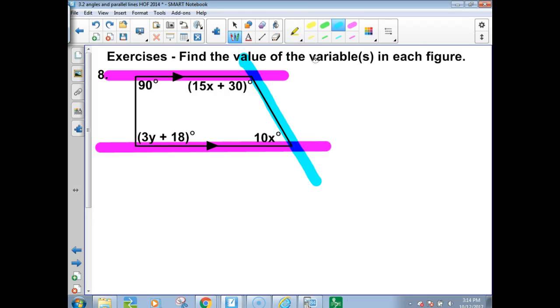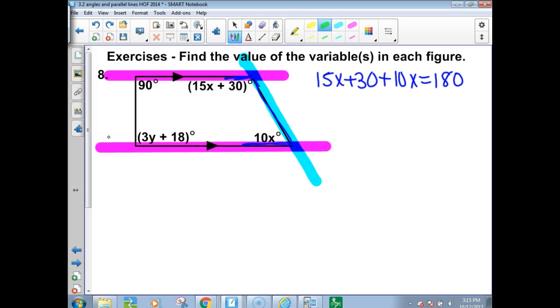So I've got a transversal in blue and parallel lines in pink here. And these two are on the same side of the transversal, so they're called consecutive interior angles. So they add up to 180. There's your equation for finding x. Not that bad. You have to know how to look at it and give it a shot.